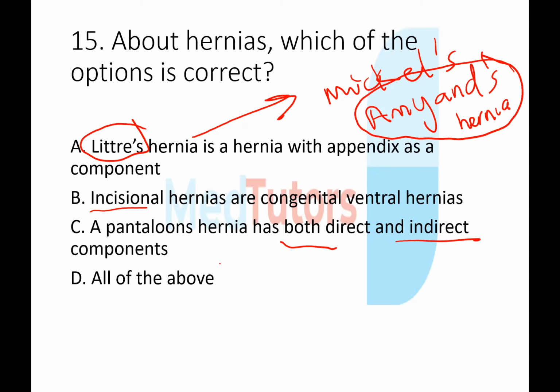When you hear pantaloon hernia, it has both direct and indirect inguinal hernia. That is a pantaloon hernia.